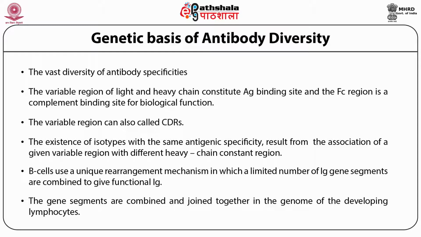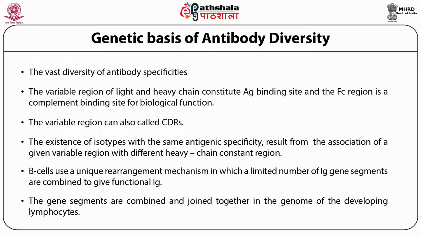And if you see in a nutshell how the light chain is formed, the gene for the light chain is present on a different chromosome, and it is made up of two segments. One segment comes from one portion of the chromosome, another from another portion of the chromosome. They get united and give rise to a functional light chain.